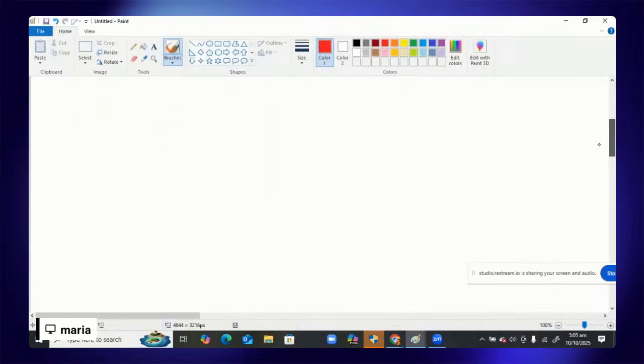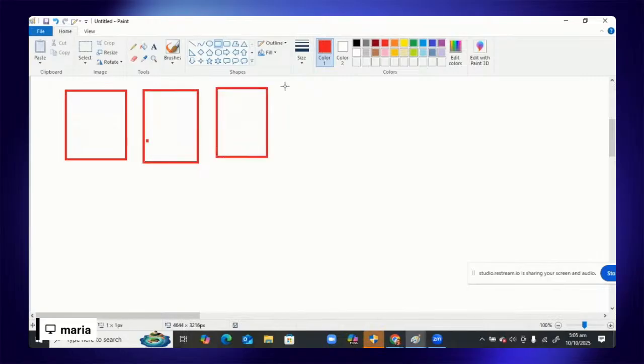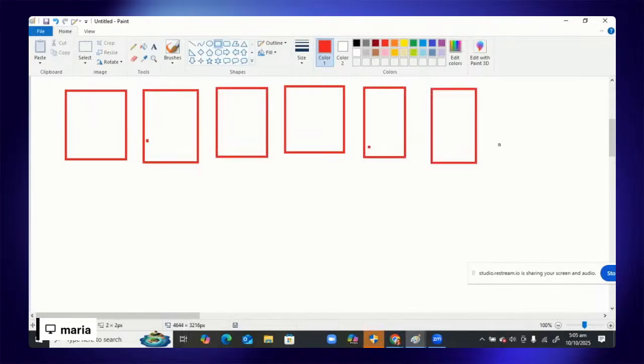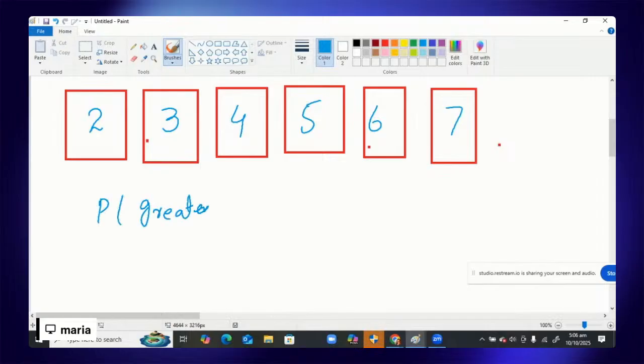Let's do the next question. Let's suppose I am drawing here some cards, which are 2, 3, 4, 5, 6, and 7. Now you are finding the probability that the card is greater than 4. Probability? You guys tell me the answer of this. Greater than 4. Everyone tell me in the chat now.